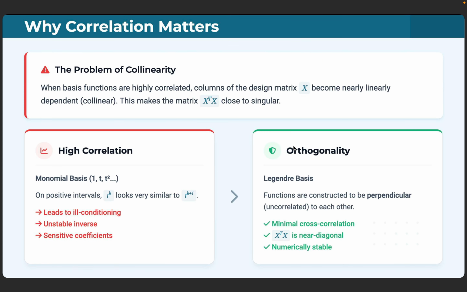Why does correlation matter? The reason for this difference is basis correlation. When basis functions are highly correlated, the design matrix becomes nearly linearly dependent. This makes the regression unstable. Orthogonal bases avoid the issue because their functions are constructed to be independent.